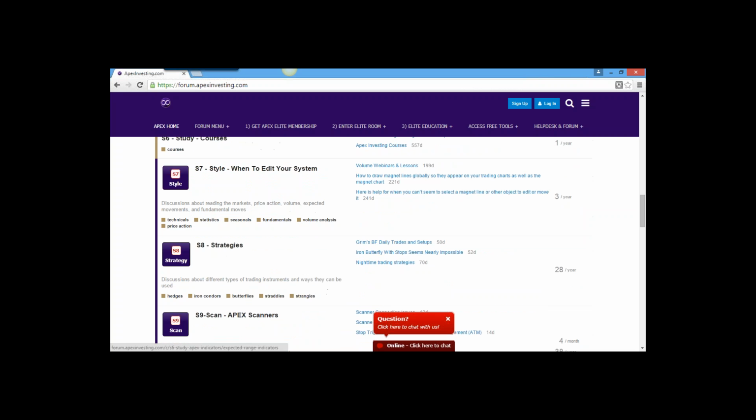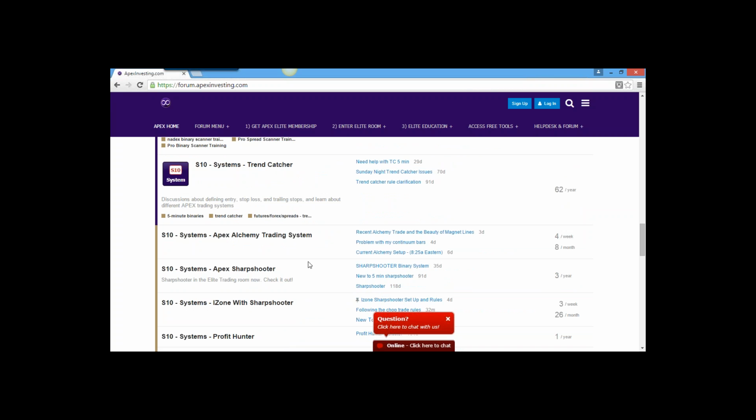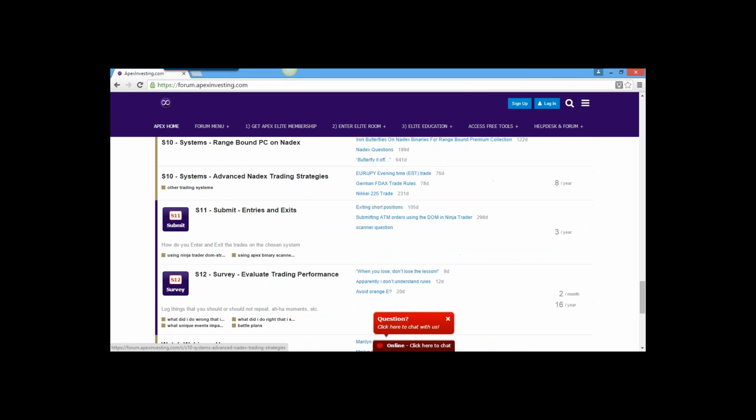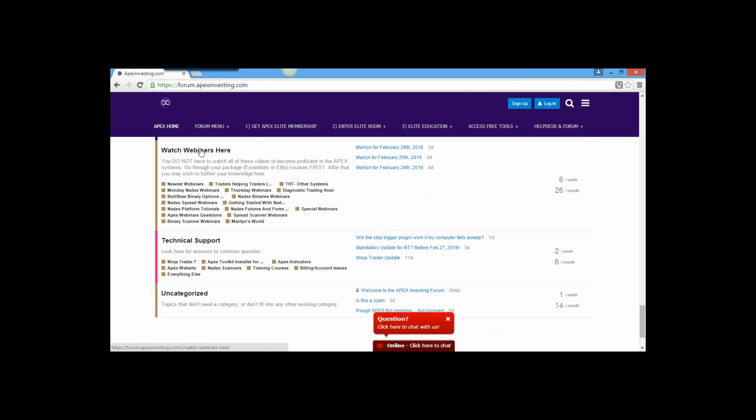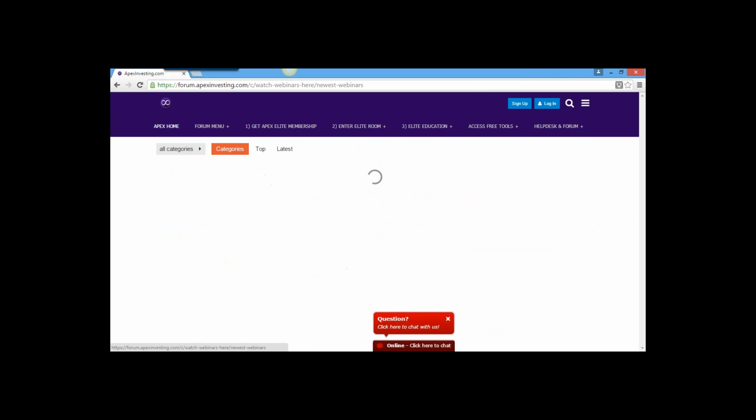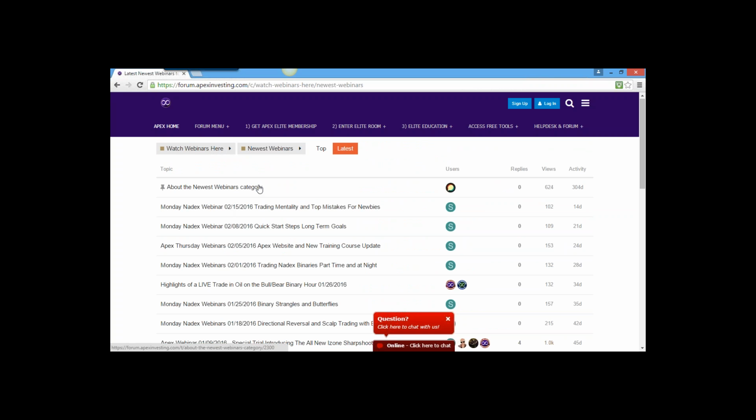If you keep scrolling down, you get here to S10. Again, these are our system area here. You can watch step-by-step training courses, listed out step-by-step rules, screenshots, conversation back and forth between other traders about what they're doing, how they're trading the systems. But you scroll a little further down, and right here it says watch webinars here. Right here under newest webinars, if you click that, that's where this webinar will be posted tonight after we're done. And if you've missed any of the last few weeks, you can go right back and watch them here.